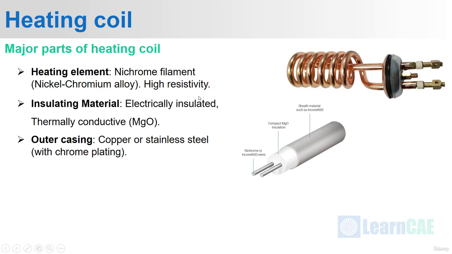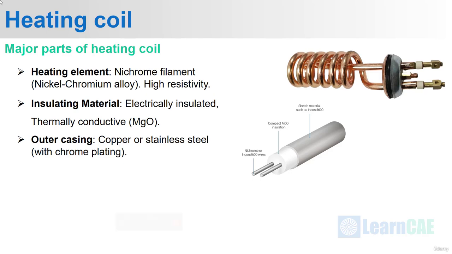The heating coil primarily consists of a heating element. This is mostly made up of nichrome filament. Nichrome is the name of the alloy. It is made up of nickel chromium alloy. It is commonly used because it has high resistivity. High resistivity will lead to higher resistance and thereby higher heat generation.